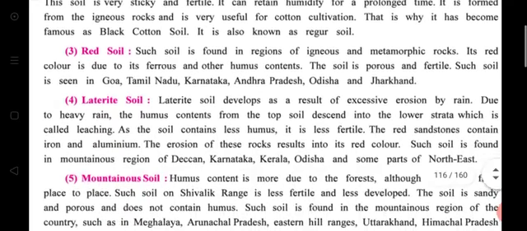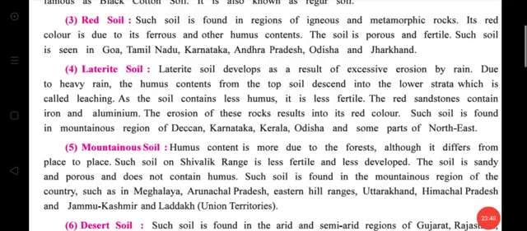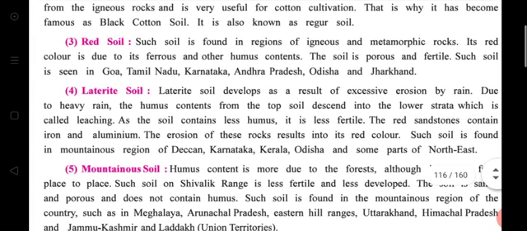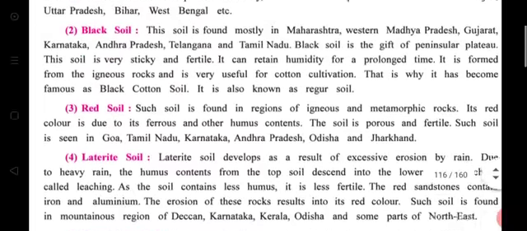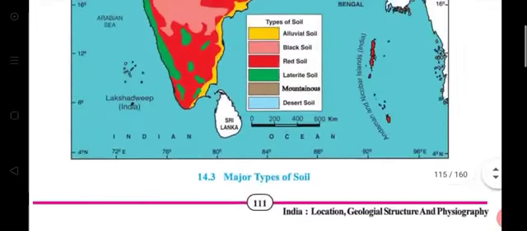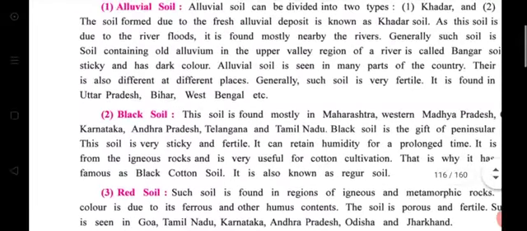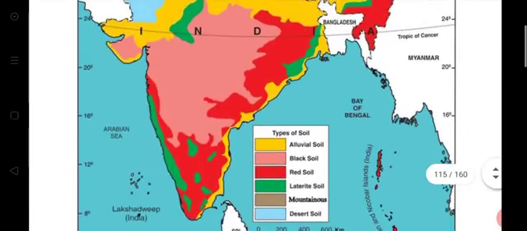Okay, done. Now we are moving on to red soil. Such soil is found in regions of igneous and metamorphic rocks. Its red color is due to its ferrous and other humus contents. The soil is porous and fertile. Such soil is seen in Goa, Tamil Nadu, Karnataka, Andhra Pradesh, Odisha and Jharkhand. We can see it in the map: red soil, Goa, Tamil Nadu, Karnataka, Andhra Pradesh.